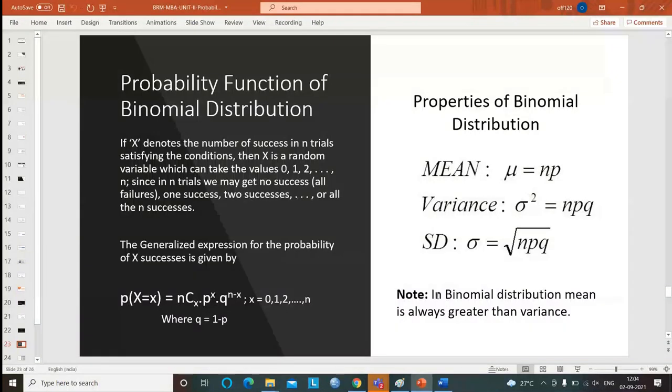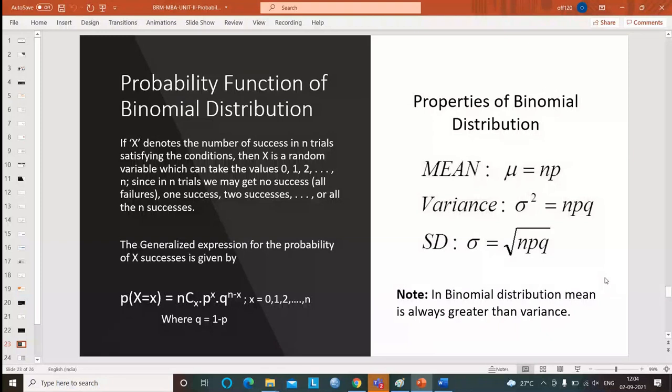See here, let's take an example. N is 8, and the P value is 1 by 2. Then the Q value is also 1 by 2. Now just find N into P. 8 into 1 by 2 becomes 4. And the variance is 8 into 1 by 2 into 1 by 2. That means 8 by 4 is equal to 2.